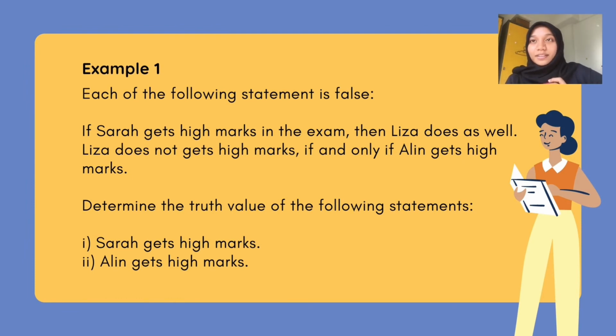Now let's start with question number 1. Each of the following statements is false. If Sarah gets high marks in the exam, then Liza does as well. Liza does not get high marks if and only if Aline gets high marks. So determine the truth value of the following statement, which is: Sarah gets high marks and also Aline gets high marks.